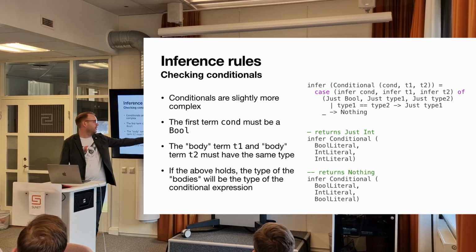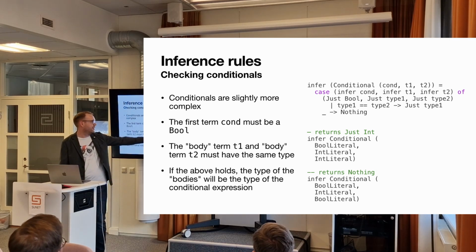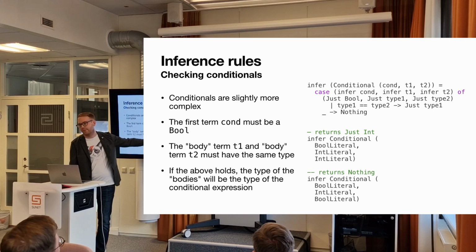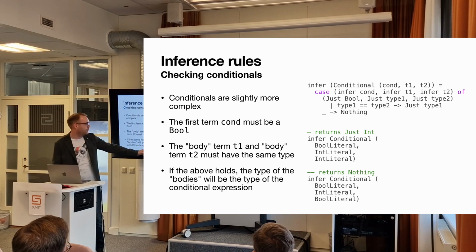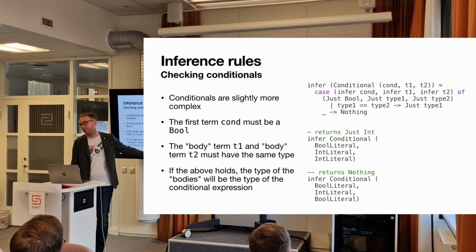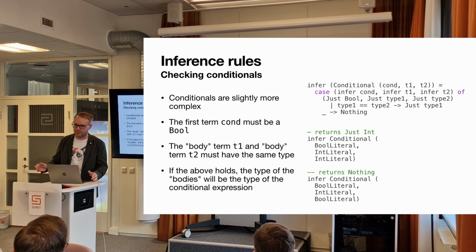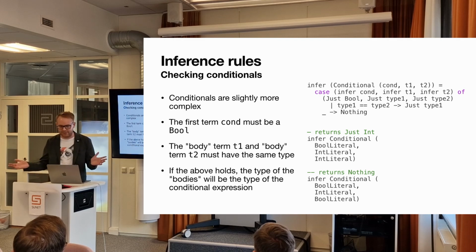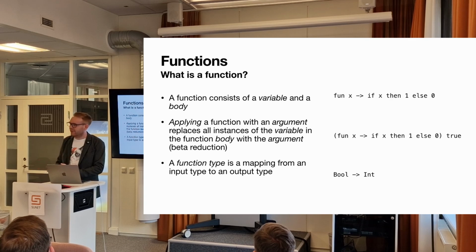So that's the rule for conditional expressions. As an example, this would be a well-typed conditional, where the first part is a Boolean literal, and then we have an integer literal and another integer literal. And this would be an example where it's not well-typed, because the first body is an int literal, and then there's a bool literal in the second body. That doesn't type check, because it needs to be the same type. Any questions so far?